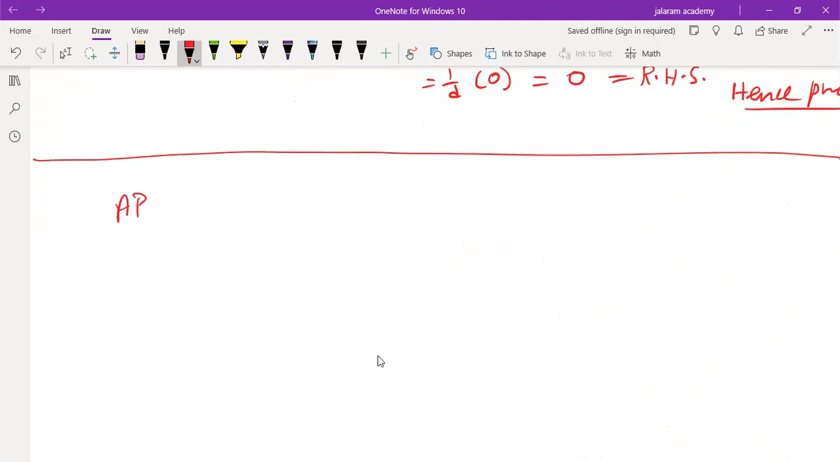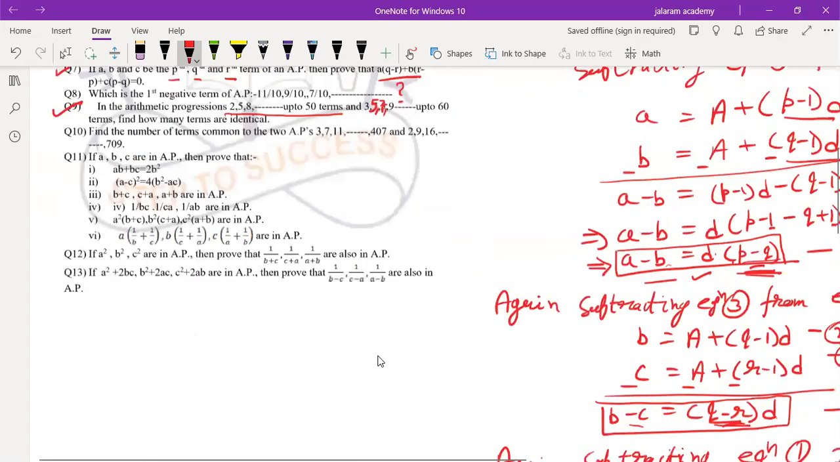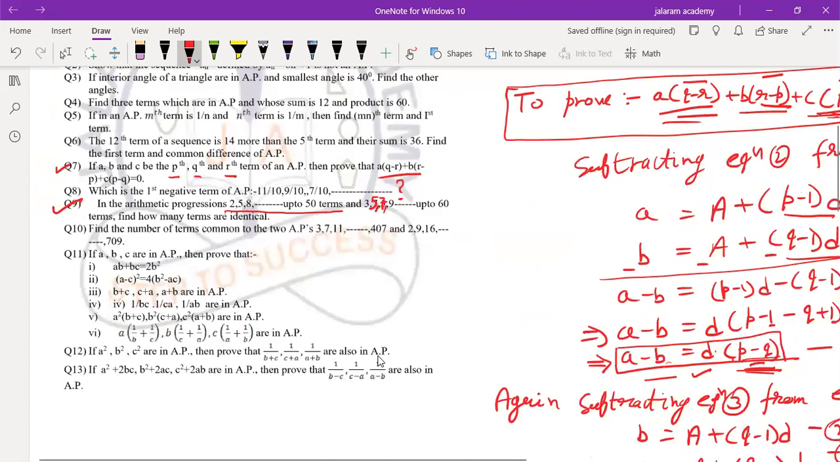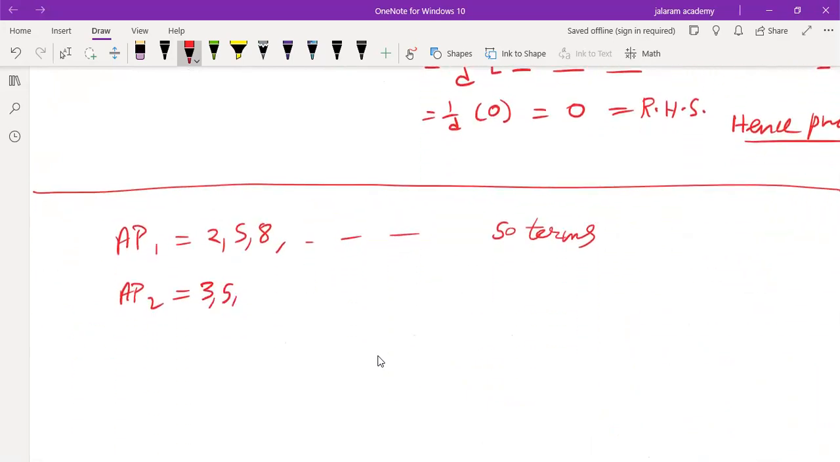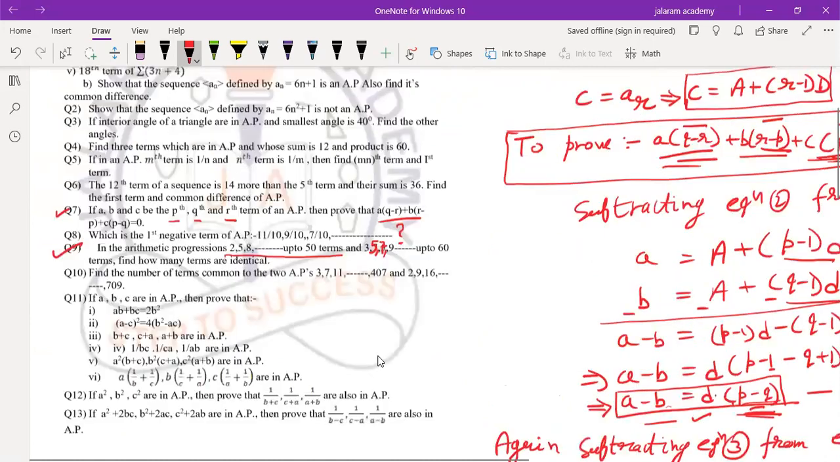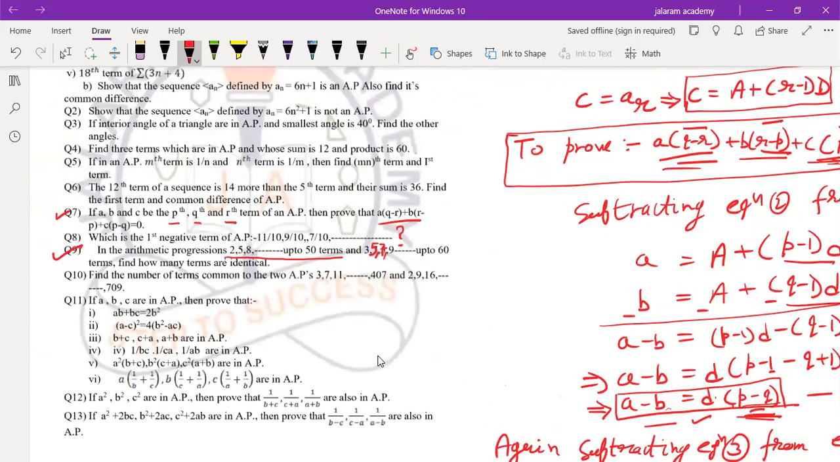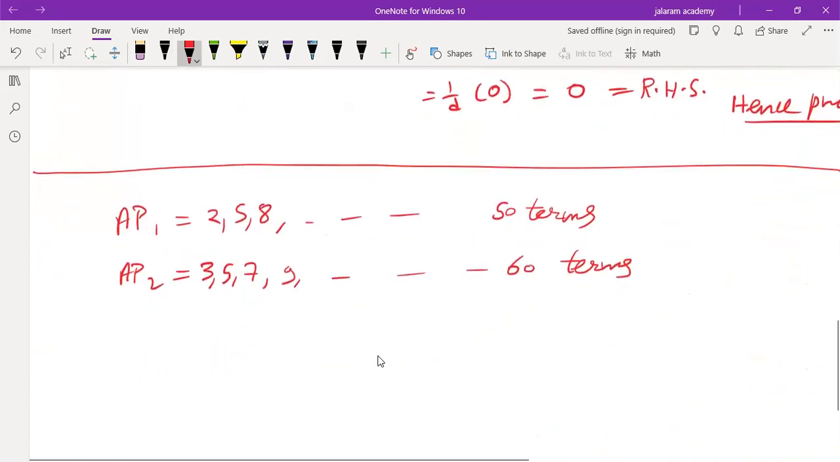Next, first AP is 2, 5, 8 up to 50 terms. And second AP is starting from 3, 5, 7, 9. Okay. Ending at 60th term. Find how many terms are identical. Means we have to find the number of identical terms.